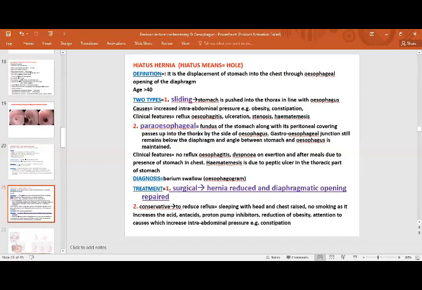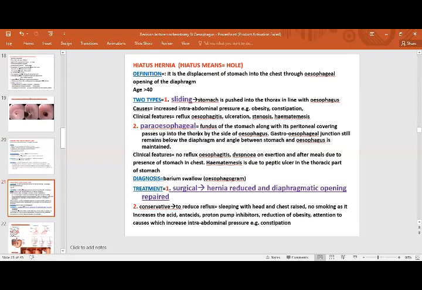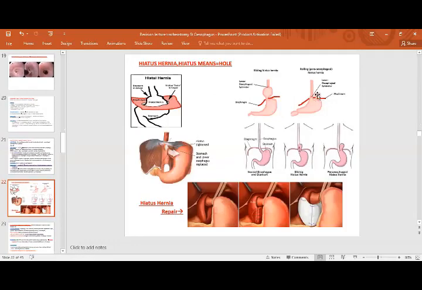So again, there is another condition called hiatus hernia. Hiatus means hole. It is a displacement of the stomach into the chest through the esophageal opening of the diaphragm. It mostly occurs in adult patients after 40 years of age. There are two types. Either it is a sliding one, where the whole stomach passes through the diaphragm, which is basically the sliding hiatus hernia. You can see the whole stomach can pass through the diaphragm.